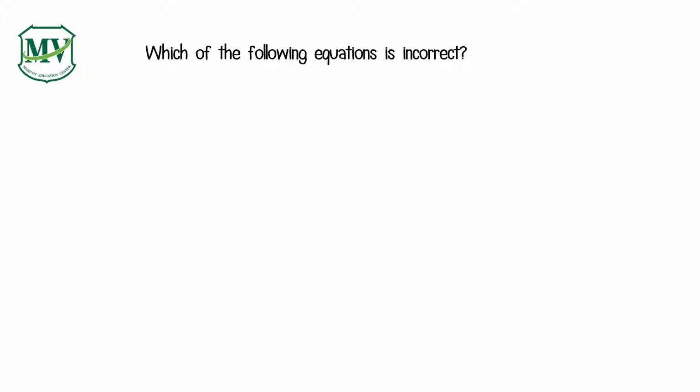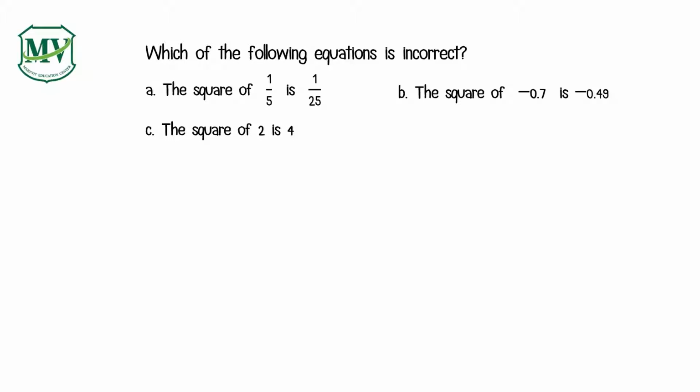So the question is, which of the following equations is incorrect? Letter A, the square of 1 over 5 is 1 over 25. In letter B, the square of negative 0.7 is negative 0.49. In letter C, the square of 2 is 4. In letter D, the square of 1 and 2 over 3 is 25 over 9.